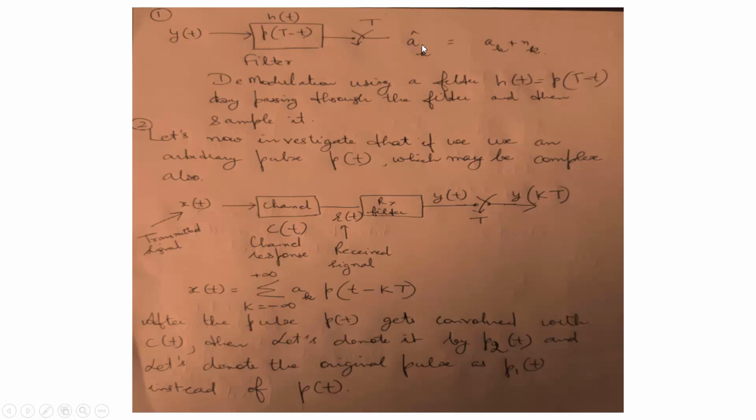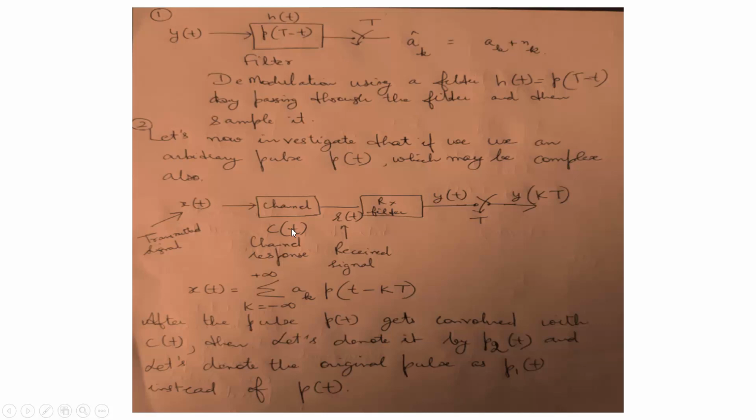So what is a_k hat? a_k hat will be a_k plus n_k. a_k hat is the estimate of the actual amplitude that was transmitted. Of course the noise will be added into the transmitted amplitude, and we will be making an estimate at the receiver side. So demodulation uses a filter h(t) equal to p(T minus t), passing the signal through the filter and then sampling it every capital T seconds.